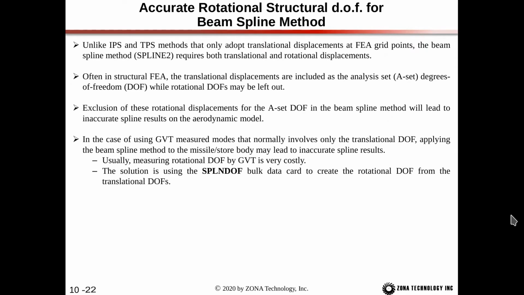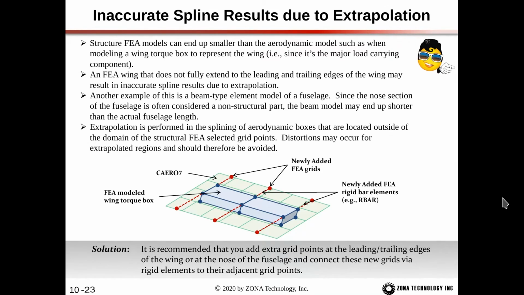Also, in the case of using GVT measured modes that normally involves only the translational degrees of freedom, applying the beam spline method may lead to inaccurate spline results. And usually measuring the rotational degrees of freedom by GVT is very costly. Therefore, the solution is to use the SPLN d.o.f, or spline degree of freedom, bulk data card to create the rotational degrees of freedom from the translational degrees of freedom.